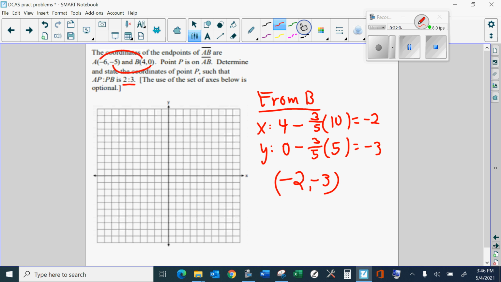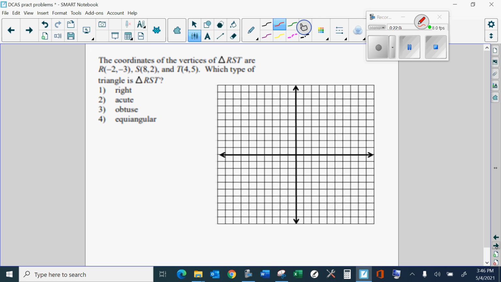And again, if you were to graph it, make sure that lands on the graph, if you're not confident in what you're doing. The coordinates of these are right here. Which type of triangle is it? So we had to plot it and look. -2, -3. 8, 2. And 4, 5.